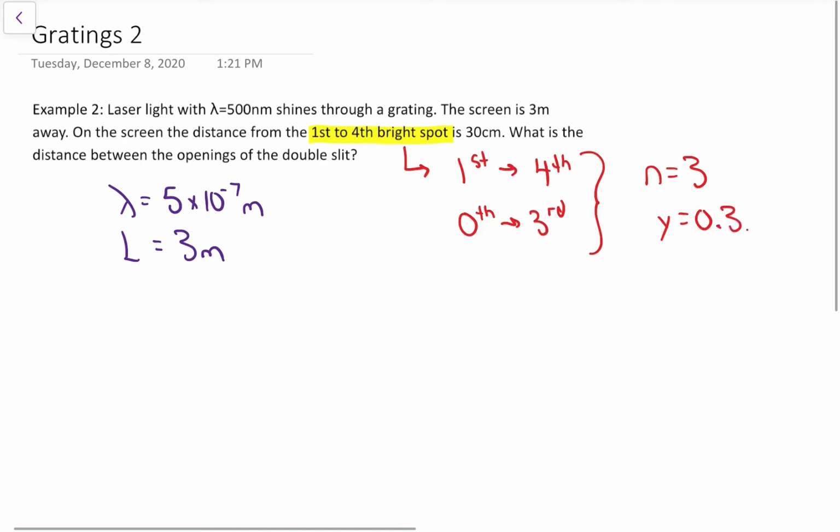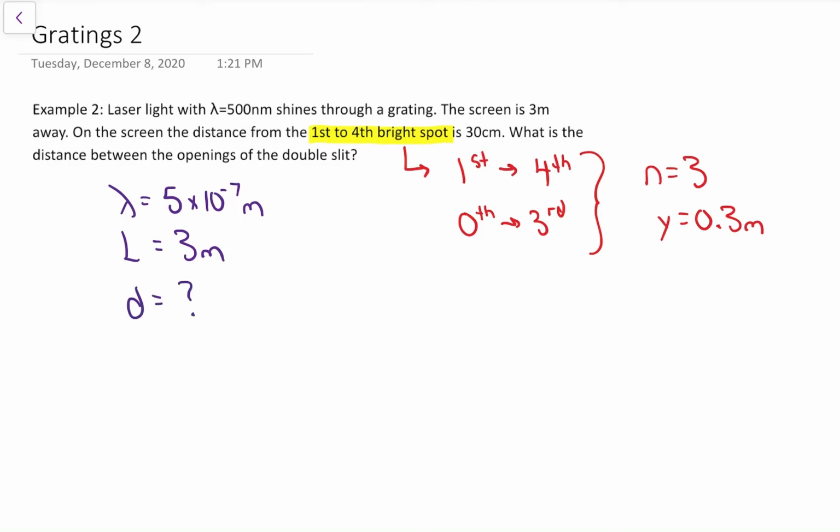The y that goes with that is 30 centimeters, which is 0.3 meters. You could doodle a little picture to convince yourself of that. If you doodle the little picture, you could go one step farther. If the 0 to third is 30 centimeters, then 0 to first would only be 10 centimeters. And you could use n equals 1 with a y of 0.1 meter. But for this one, I'm just going to roll with n equals 3, corresponding to y equals 0.3.